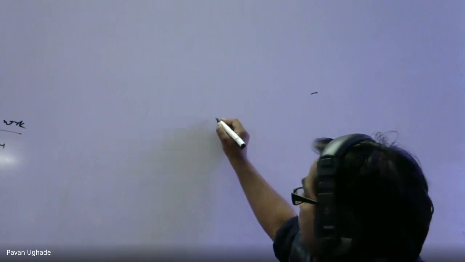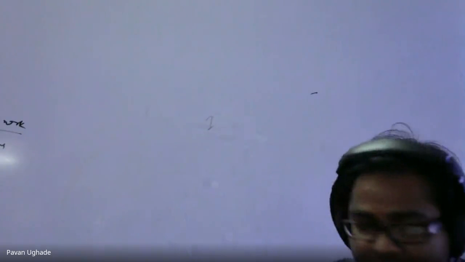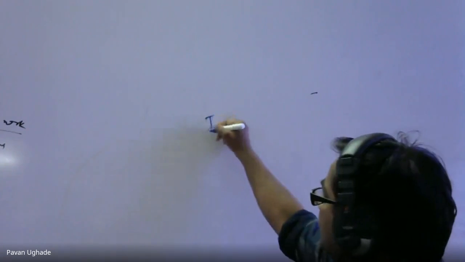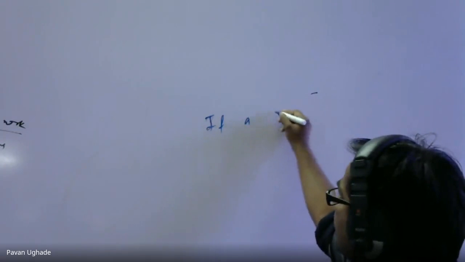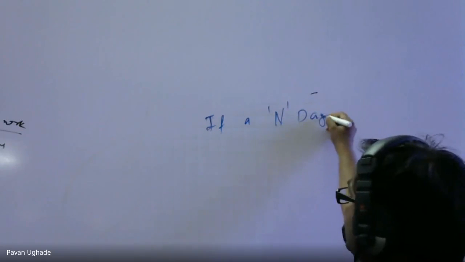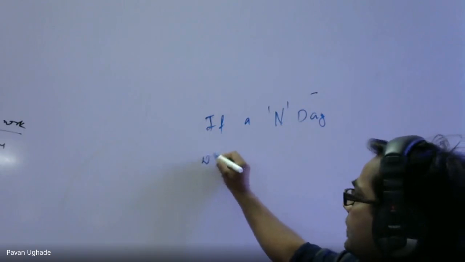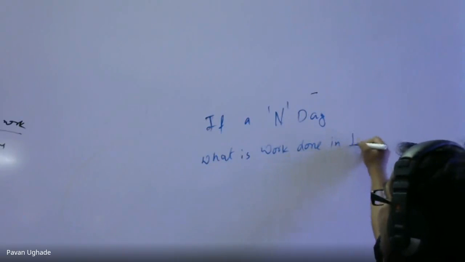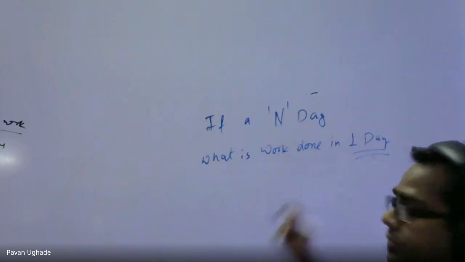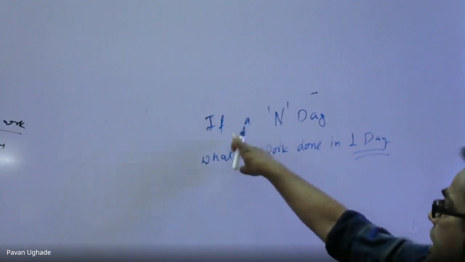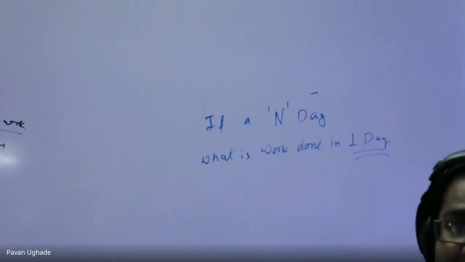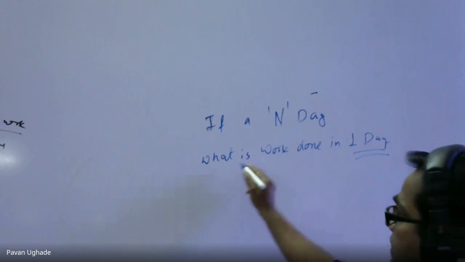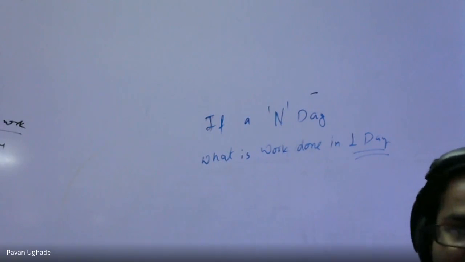If n days need to complete a work, then the work done in 1 day. See, if this is finished, let me take another. If a work completes in n days, then can you tell me what is the work done in 1 day? I require this in a very efficient way. If a particular work has to be done in n days, it finishes in n days. What is the work done in 1 day?